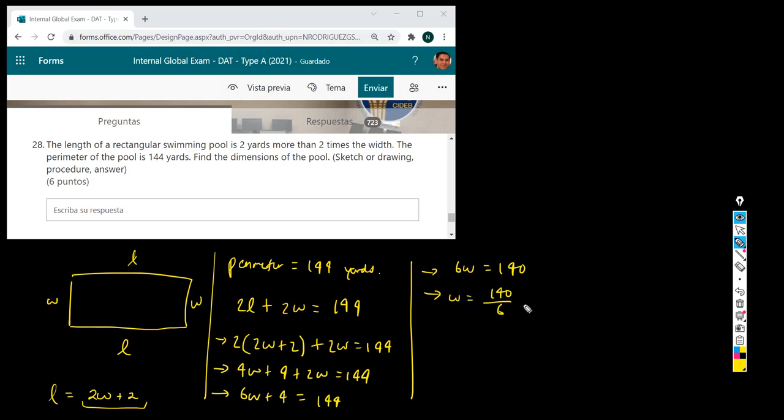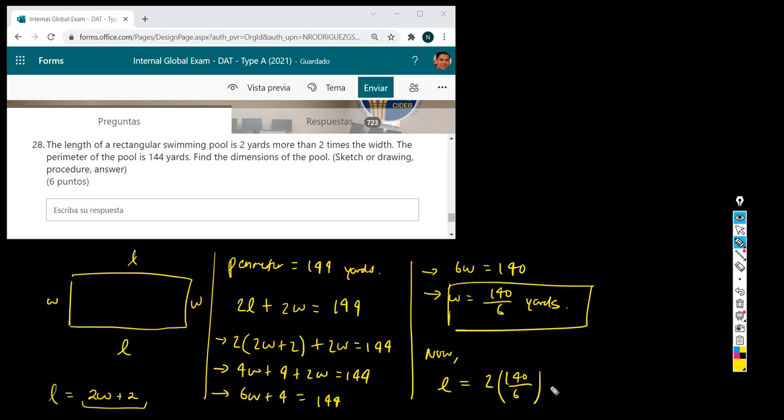That's it. This is the width. The units are yards. And now that you know the width, all you need to do is introduce this value in here so that you can get the length. And that's it, guys. If you wrote this, I mean, you don't have to multiply this fraction times this number and add 2. If you did, that's perfect. If you didn't, it's also okay.